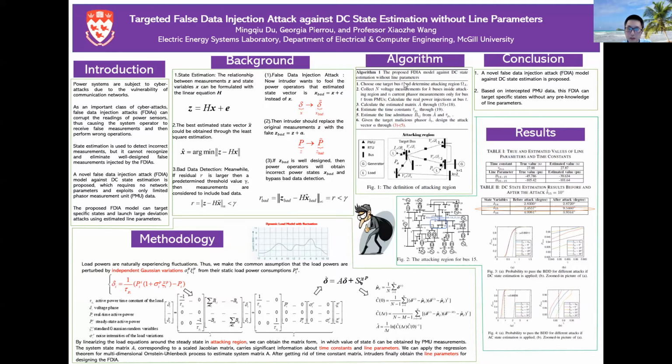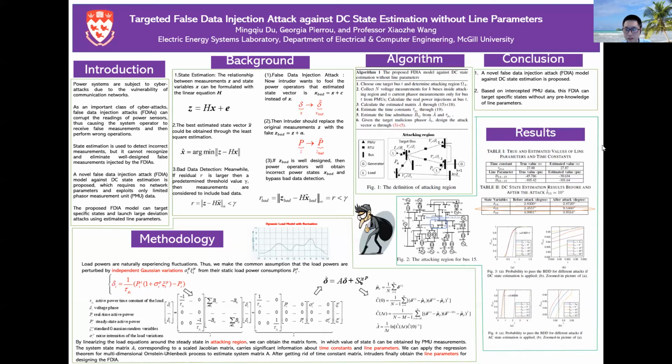Step 1 is to choose a target bus and determine the target region. Next, we need to collect voltage phasors and current phasors inside the target region. Third, we need to calculate estimate metrics. And next, we need to estimate the time constant and the 9 parameters. And finally, given the target and malicious phasors, the intruder can design attack vectors.